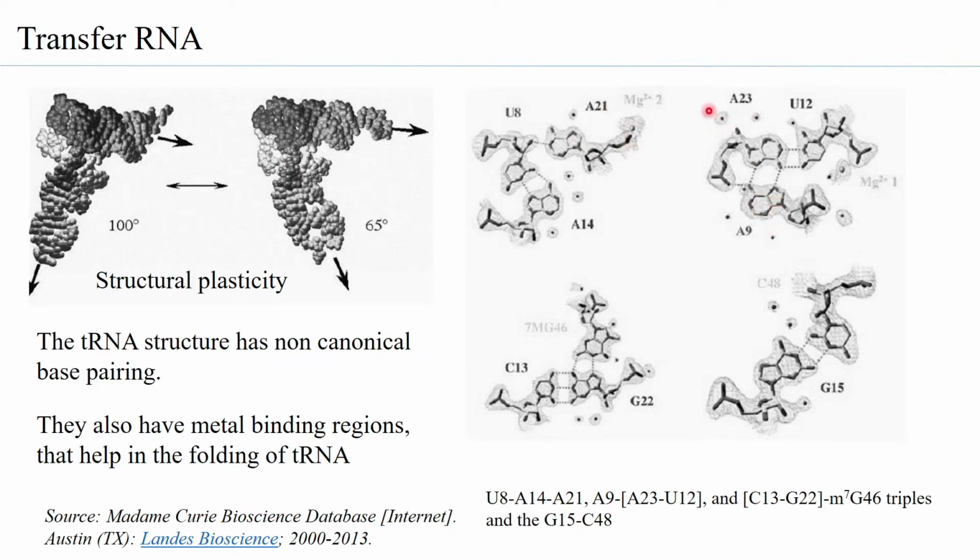Now, similarly, when you consider within the tRNA other sets of triple bases together, you will find that they are associated with magnesium again. Now, the question that comes up over here is, why is it that the RNA molecule has magnesium binding or metal binding regions?